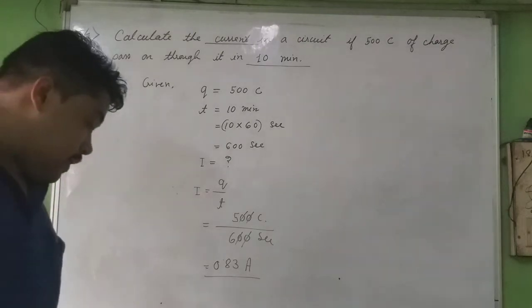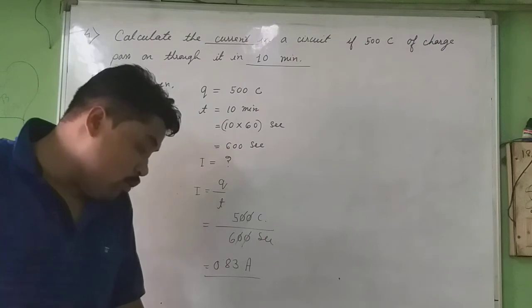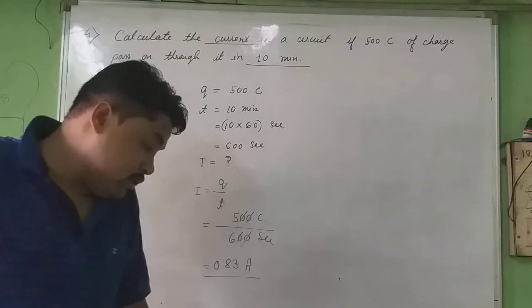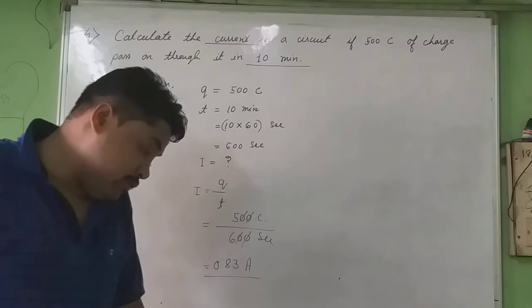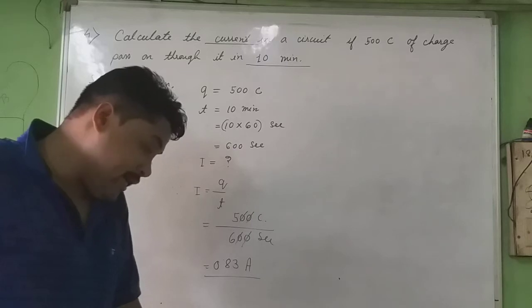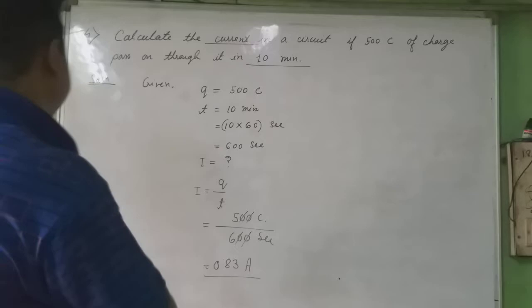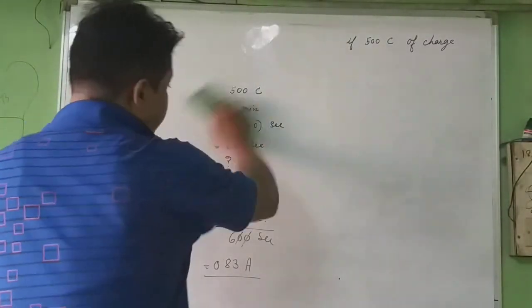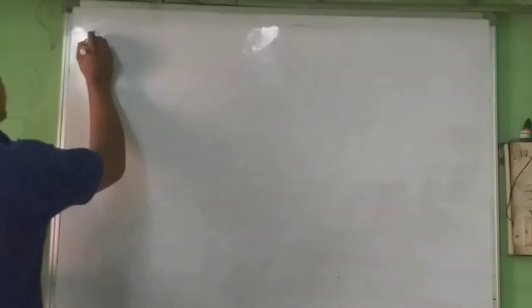Next question: calculate the amount of charge that would flow in 2 hours through an element of an electric bulb drawing a current of 0.25 ampere. Question number 5.